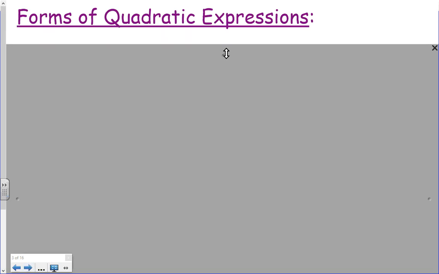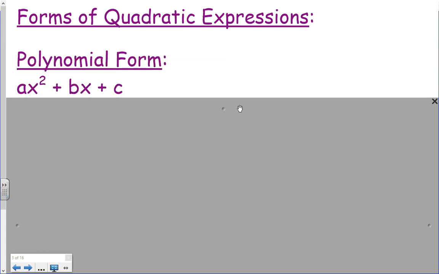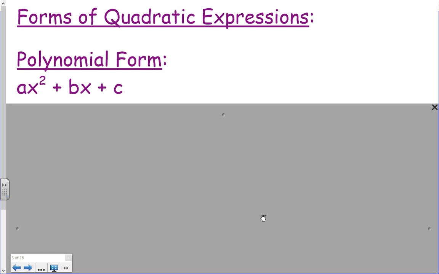When we look at a quadratic expression, there's actually several ways that you can write that quadratic expression. This first form is what we call the polynomial form. It's probably the one that we're most familiar with when we work with a quadratic function. We say y is equal to ax squared plus bx plus c. But for any quadratic expression, we call that the polynomial form.